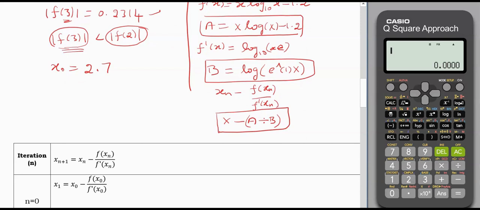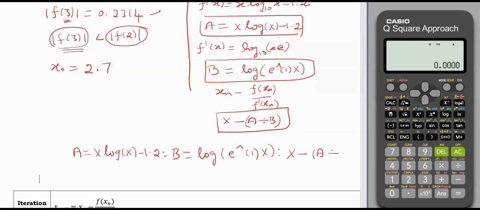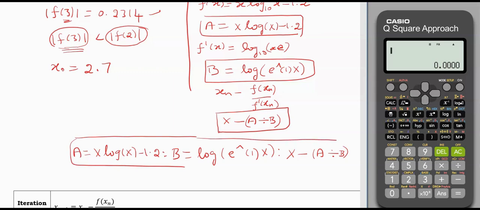We are using colon to separate these values, that is A = x log x − 1.2 colon B = log of e^1 into x colon x − A divided by B. We are typing this in the calculator.